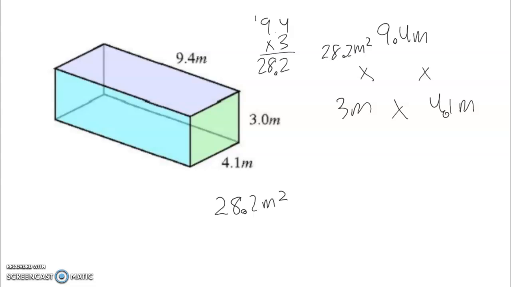Then I'm going to go ahead and go along the bottom. Along the bottom, I've got 4.1 times 3, and that's going to be 3 times 1 is 3, 4 times 3 is 12. That's going to be 12.3 meters squared over here.